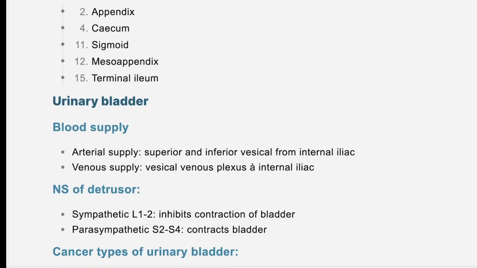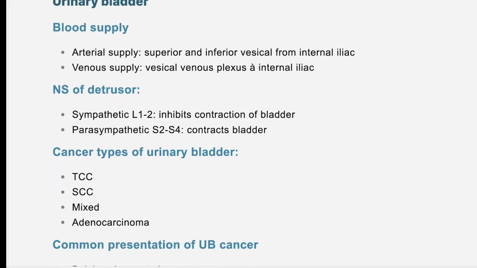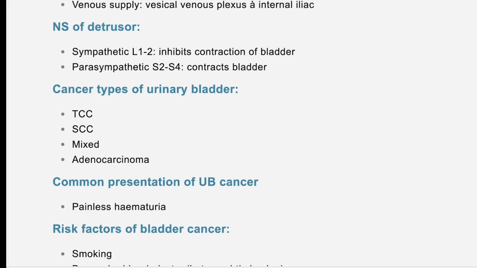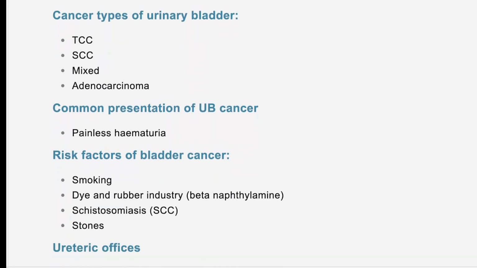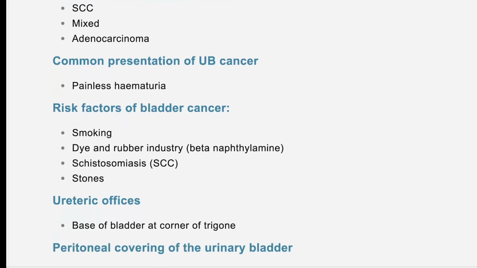The common cancer types in the urinary bladder are adenocarcinoma, transitional cell carcinoma, squamous cell carcinoma, or mixed types. The common presentation of urinary bladder cancer could be painless hematuria. The risk factors of bladder cancer: smoking is a very high risk factor, nitrosamine-containing compounds, some rubber dyes, schistosomiasis, and aniline dye as well. The ureteric orifice opens in the posterobasal part of the bladder on the trigone, which is at the corners of the urinary bladder. The peritoneal coverage is only on the superior surface.